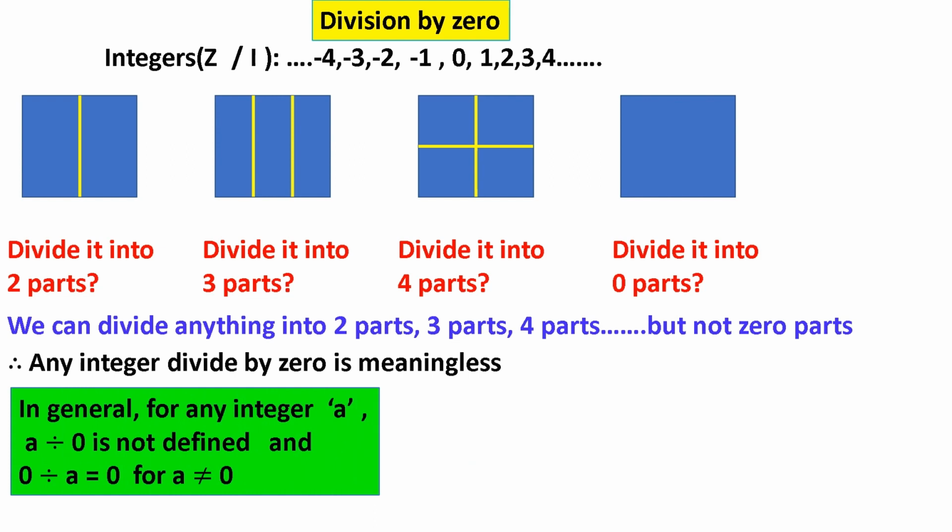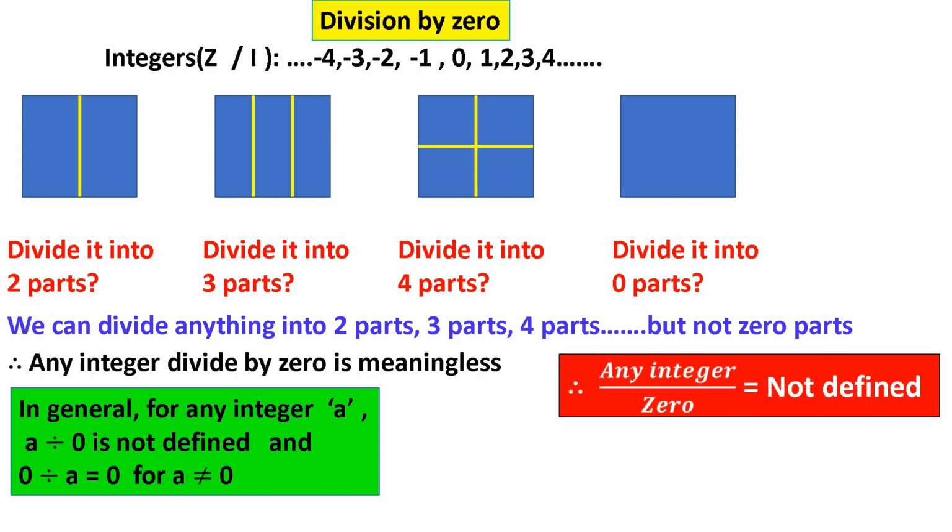So now, in general, for any integer a, a divided by 0 is not defined. It means it's meaningless. That's why it's not defined. And 0 divided by a is equal to 0 for a not equal to 0. Now, any integer divided by 0 is not defined. It's very, very important.